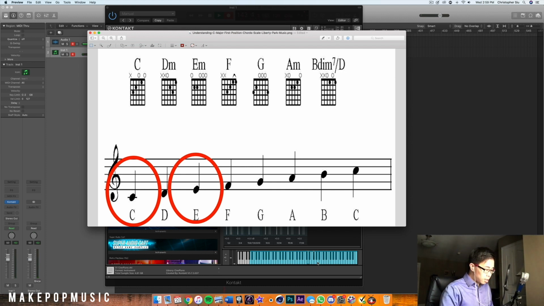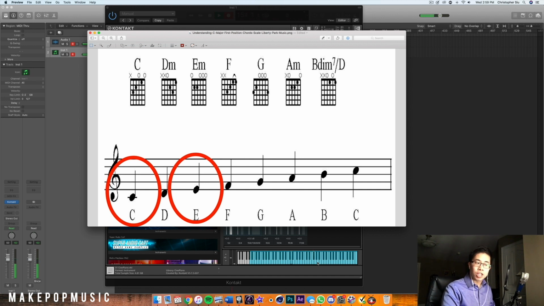So now one thing you can do actually is, instead of playing the D and the F sharp right next to each other like that, because you see they're very, very close, you can actually take one of the notes and lower it or raise it an octave.